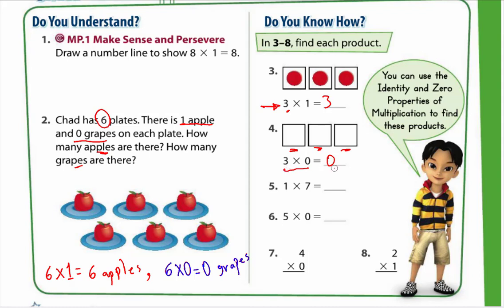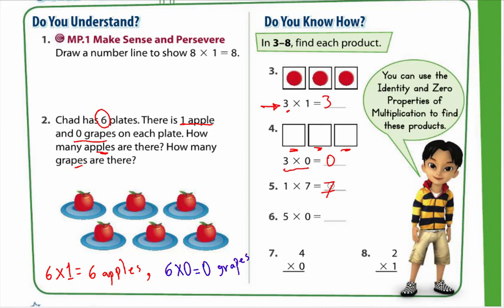So when we multiply by 1, it's the same answer, the same number. And when we multiply by 0, it's 0. Okay, thank you. The next question. Abdulaziz Jughayman. Yes, Abdulaziz, 1 times 7. 7, great. Thank you. And the next one, 5 times 0.